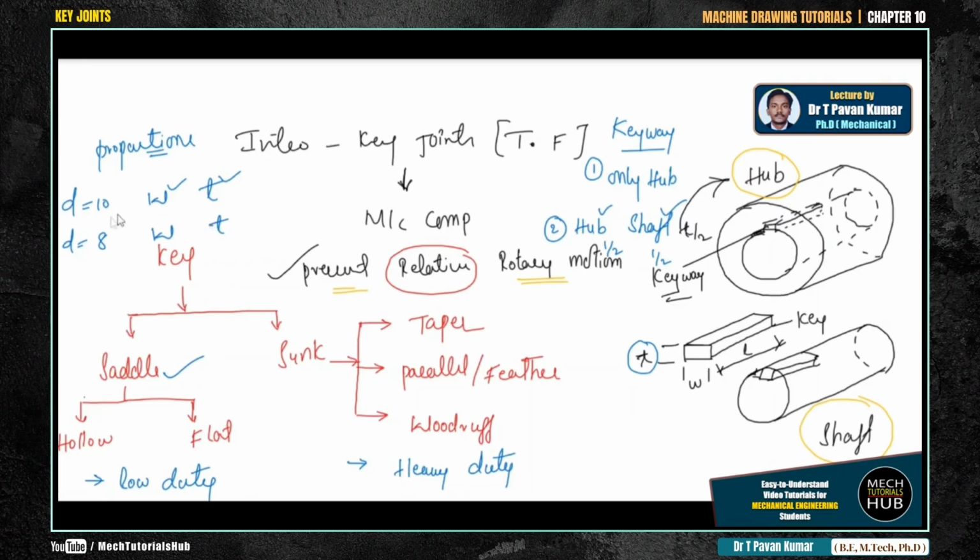Because in the examination they will only give you the diameter of the shaft, and they will ask you to draw the conventional representation accordingly. So when the diameter is given, you are supposed to know what is the width and what is the thickness of that particular key. That is very important to understand. If you remember a few proportions, you can plan what the width and thickness should be.